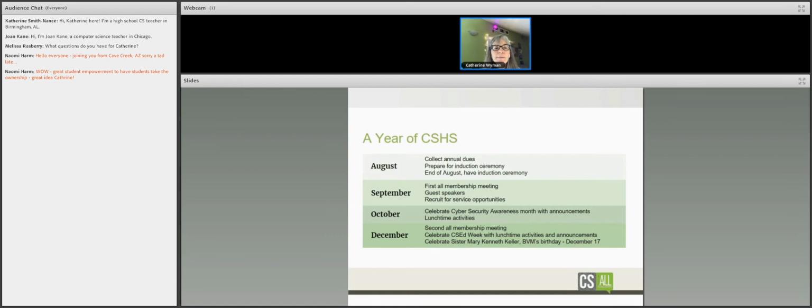We have our first membership meeting in September. We hold 4 membership meetings throughout the year. With 133 members, I think 4 is good, 1 per quarter. We can have smaller committee meetings at different times, and we do, but a whole membership meeting quarterly seems to work pretty well. We have guest speakers come in.